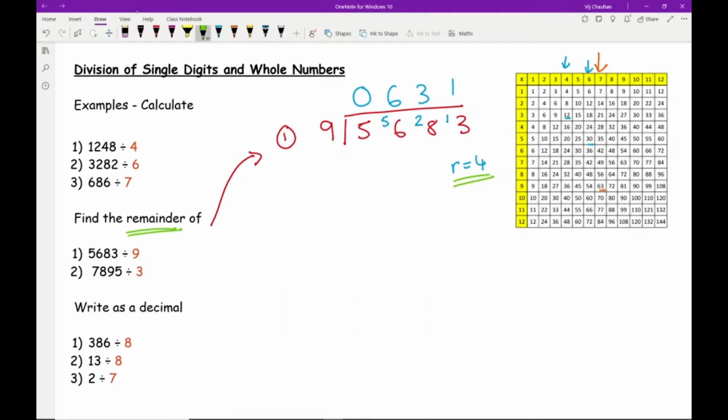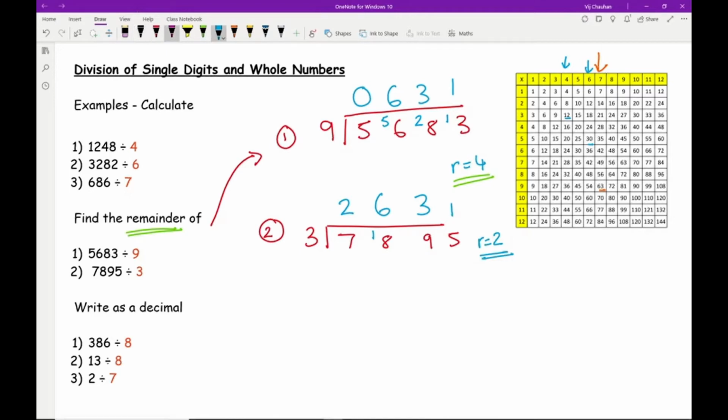For question 2, again, we've got 3 goes outside the bus stop. I've got 7, 8, 9, 5. And so here, how many 3s go into 7? That's going to be 2, remainder 1. How many 3s go into 18? That's going to be 6. How many 3s go into 9? That's going to be 3, no remainder. And how many 3s go into 5? That's going to be 1, with a remainder of 2.